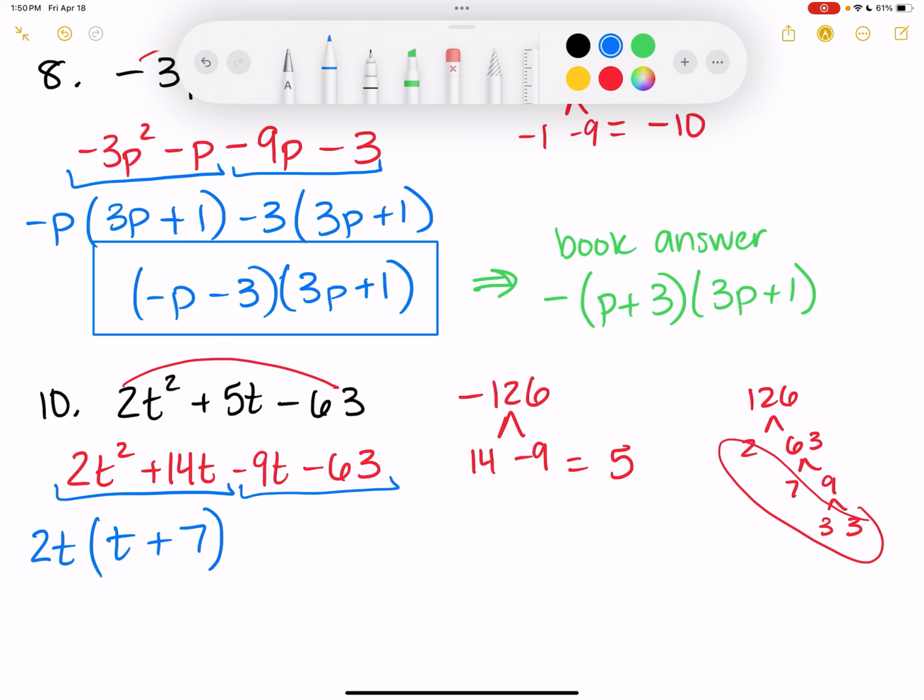We've taken a t out. And then what can I take out of this second pairing? A 9. 9. Specifically, what kind of 9? Negative. Negative 9. Okay, if both things have a negative and I can see that these are positive, I'm definitely going to want to take that negative out. And so then that leaves me with t plus 7. These match, so I'm good to go. So I write down the things outside. So 2t minus 9 times t plus 7.